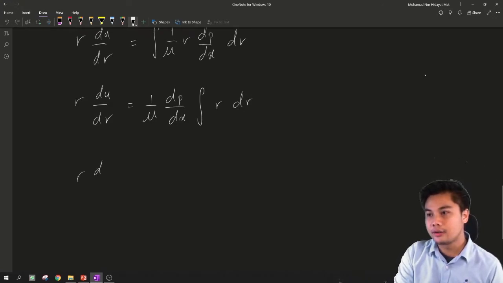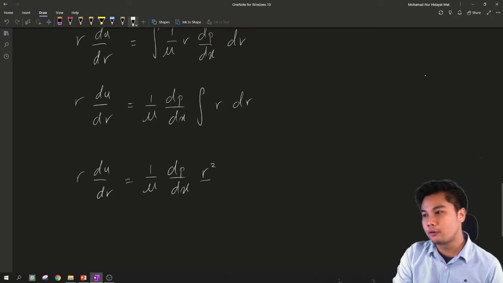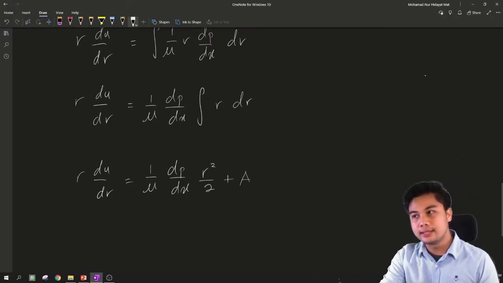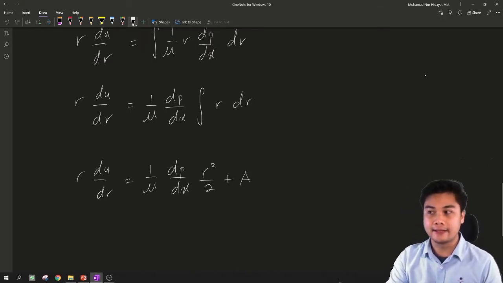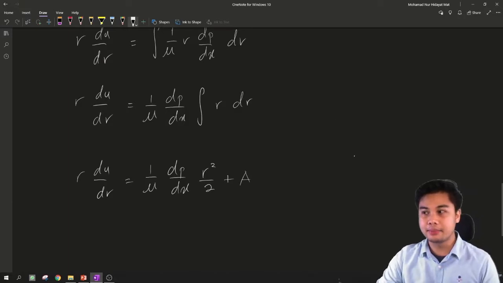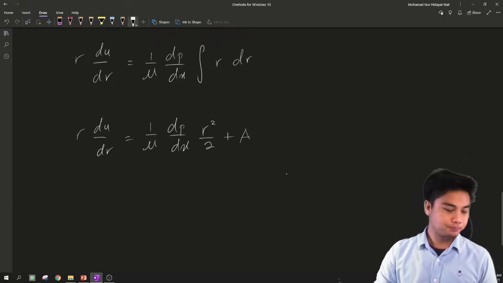So r du over dr equals 1 over mu dp over dx, r squared over 2 plus a. This is a constant because the integration has no limit. Since there is no limit, we have to add a. When the integration has limits, we don't have to add a constant.